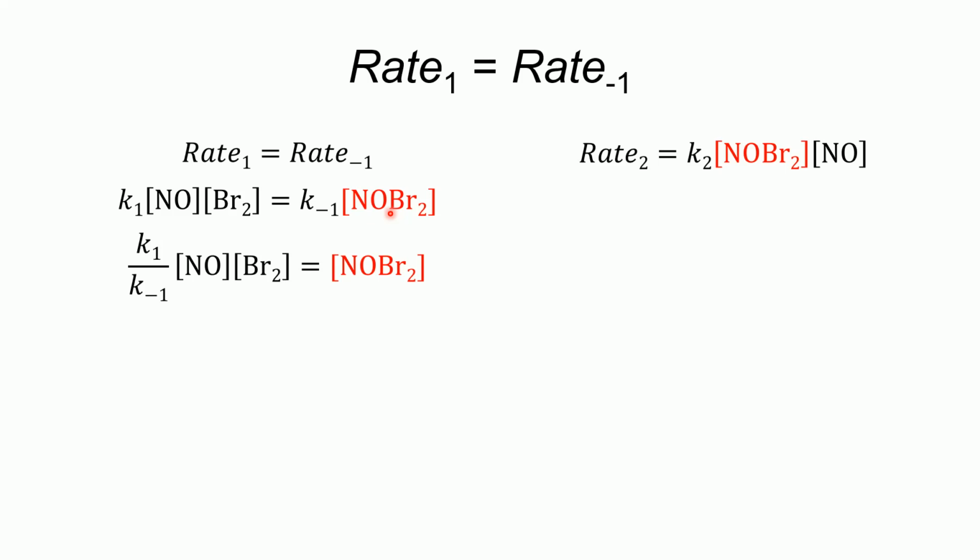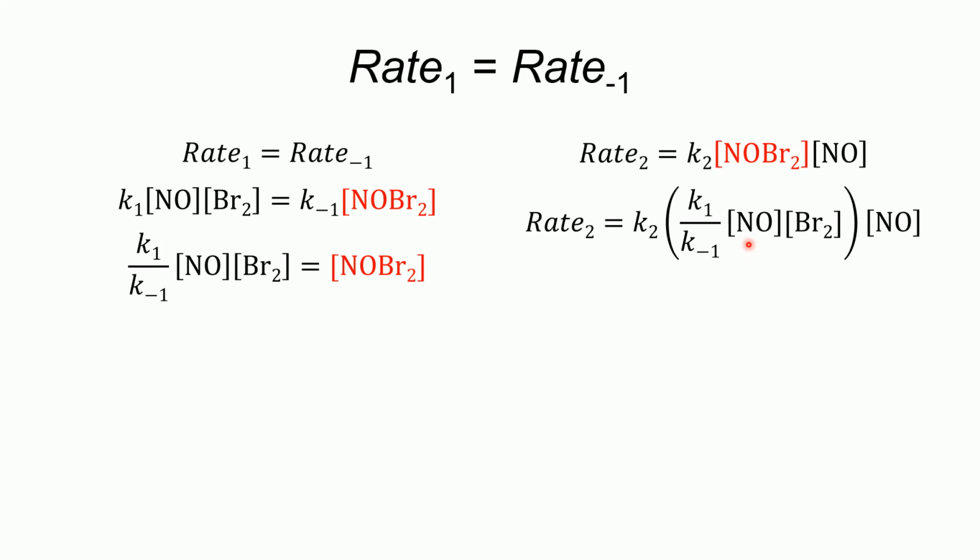Well, now we have something that we can put in place of NOBr2. So we're going to take this whole thing and substitute it in for the NOBr2 over here on the right side of the page. So when we substitute that in, we'll get k2 times k1 over k-1 times the concentration of NO times the concentration of Br2, and then close parentheses, and then the concentration of NO.